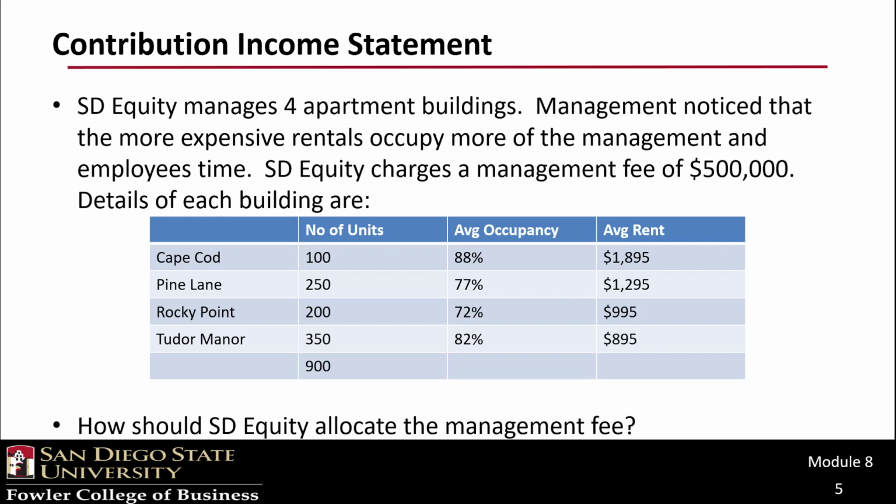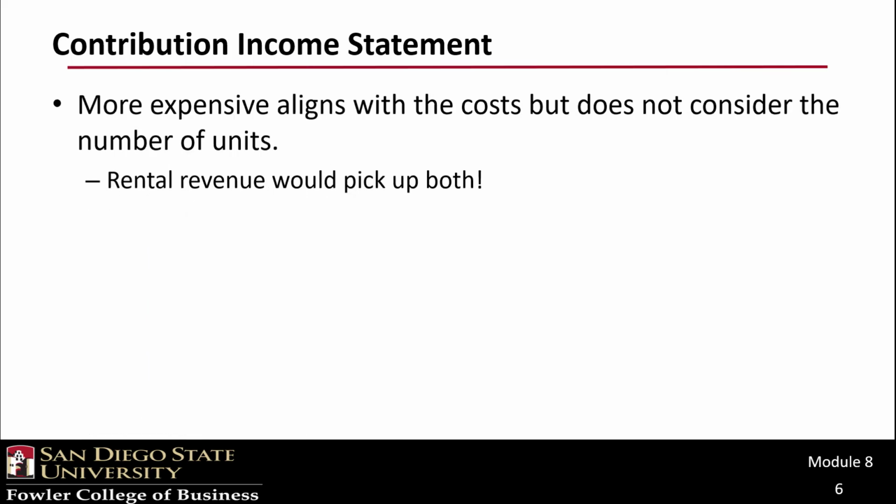And you can see that going from the top to the bottom, Cape Cod to Tudor Manor, they're ranked in order of the number of units. We've got the average occupancy for each building, and we also have the average rent. So you can see that they're also ranked from highest rent to lowest rent. And the question is, how should SD Equity allocate the management fee?